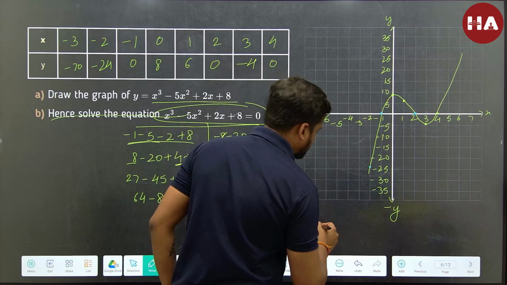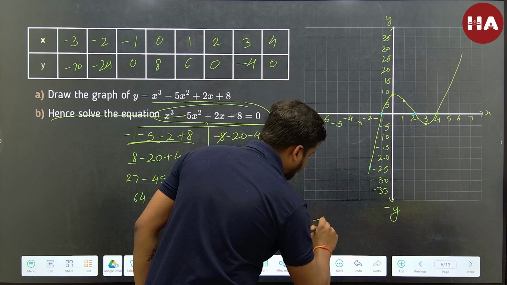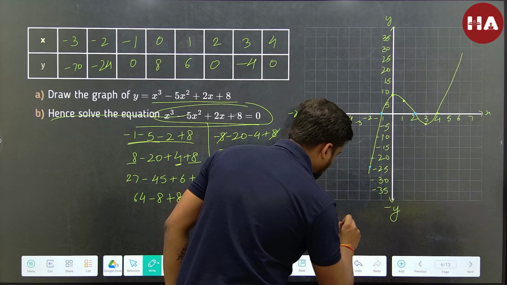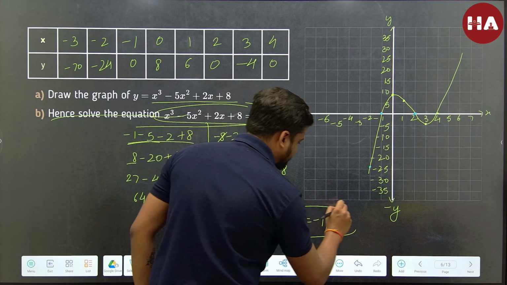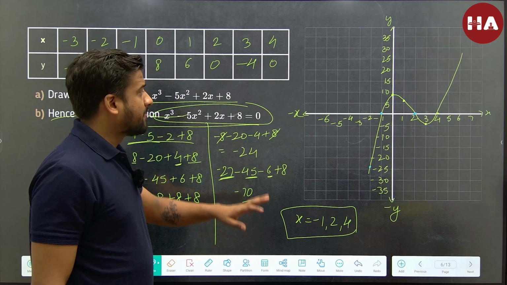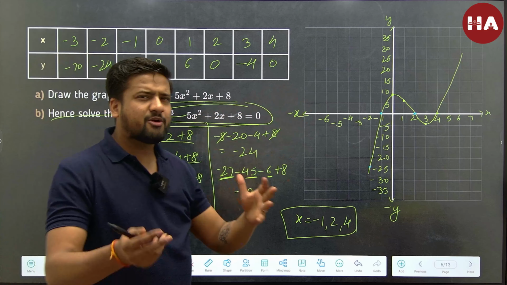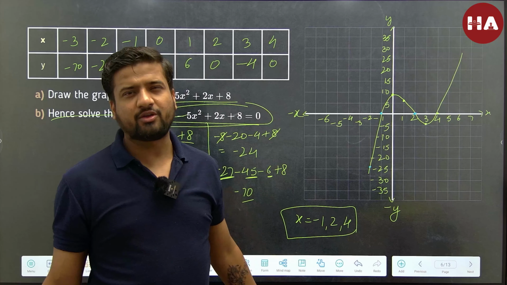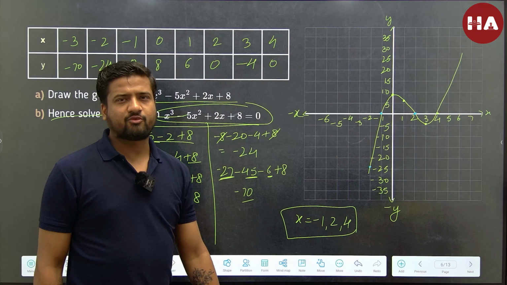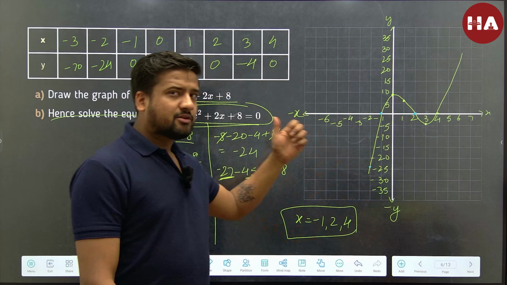Now what points are those? x equals -1, 2, 4. So that's my second part. If you get a question like this, it will be of 1 mark, while the other parts will be of 3 marks or 4 marks or 2 even, but this will never be more than 1 mark. All right, please note it down.